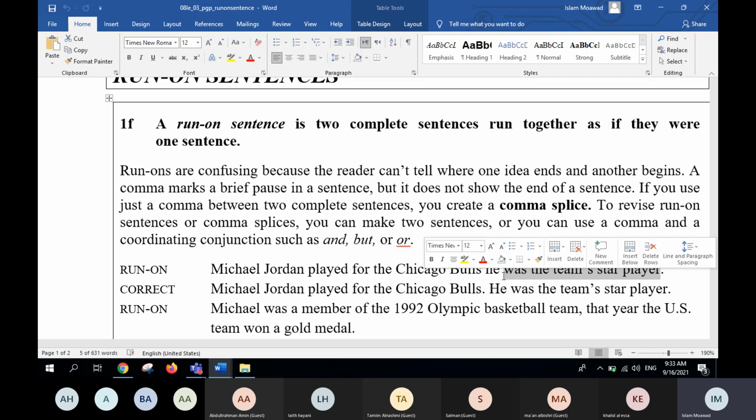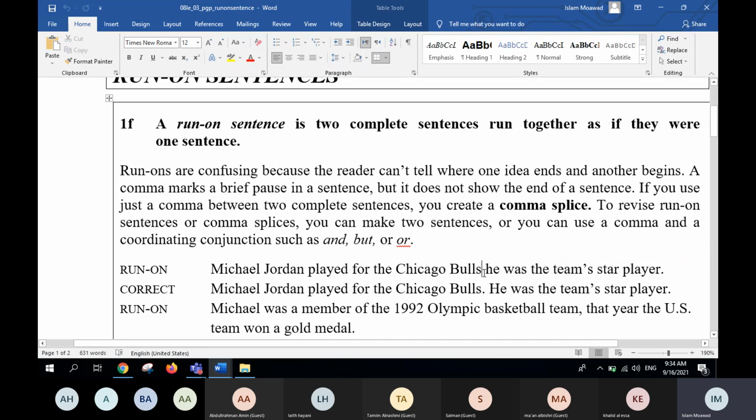So how can we correct it? We can correct it in two ways. Number one, we can end this sentence by putting a full stop and make this one capital. And now we have two sentences. So we're gonna say, he was the team player. So now I solved the problem. I separated this sentence from this one by using a full stop. That's the first way to solve that.